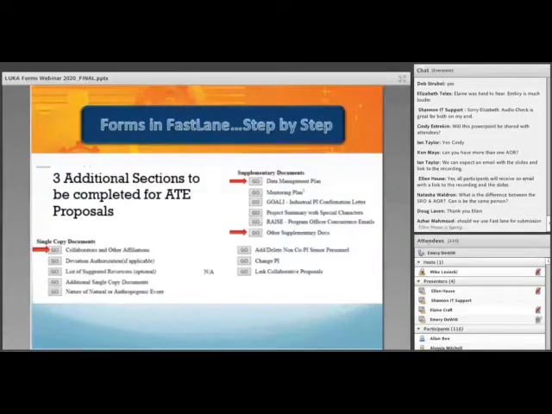Please note there are two supplementary docs entries that apply to most first-time proposers. There is also one single copy document requirement. There are a few items that you will not need to worry about when completing forms. The Go buttons for items such as the mentoring plan, deviation authorization, and suggested reviewers are not applicable to ATE proposals.